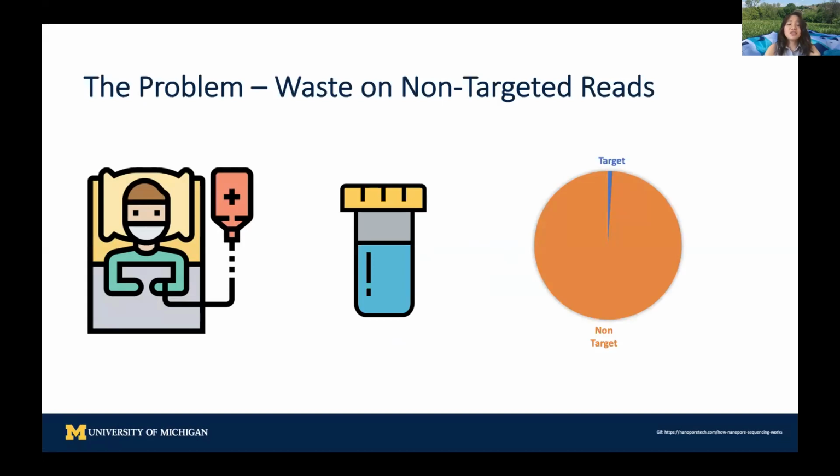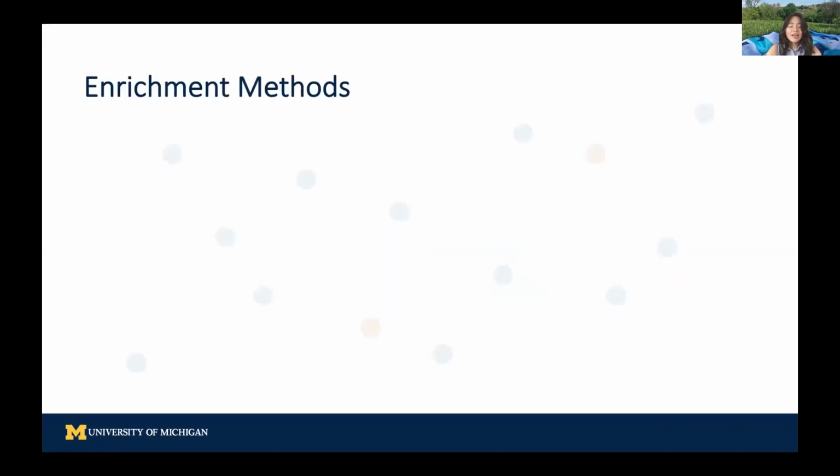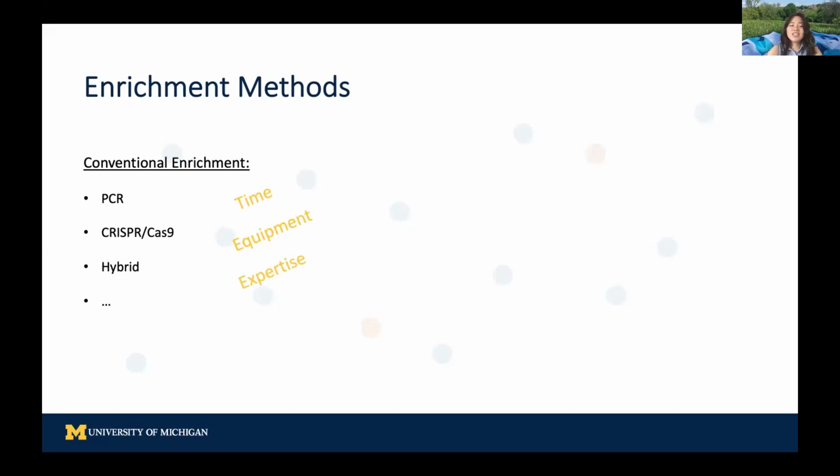Therefore, the sample needs to be enriched. Here are some conventional enrichment methods, including PCR, CRISPR, hybrid capture, and so on. However, they usually consume a lot of time, equipment, and expertise, and usually they only offer limited results.